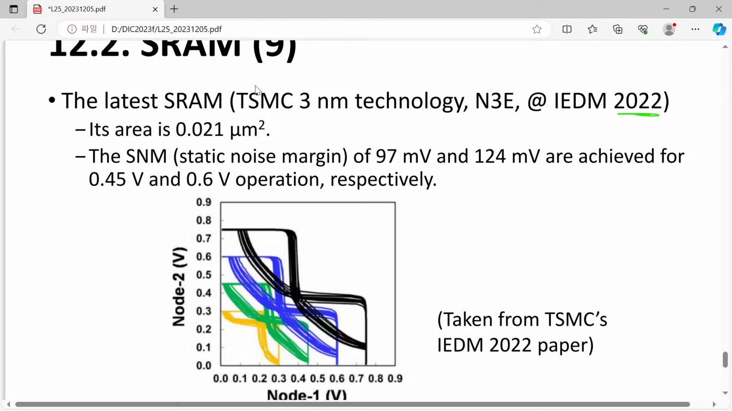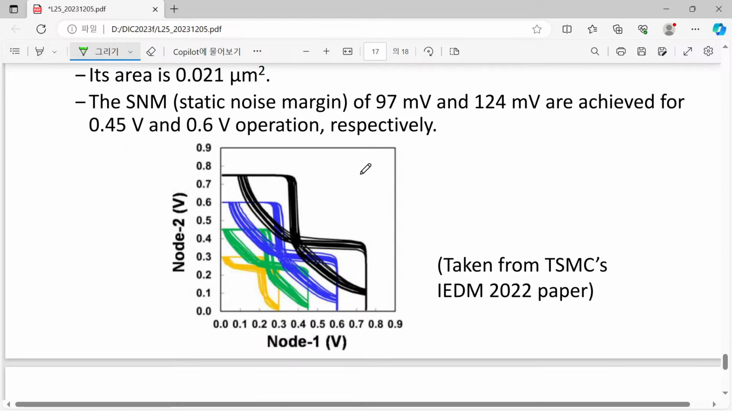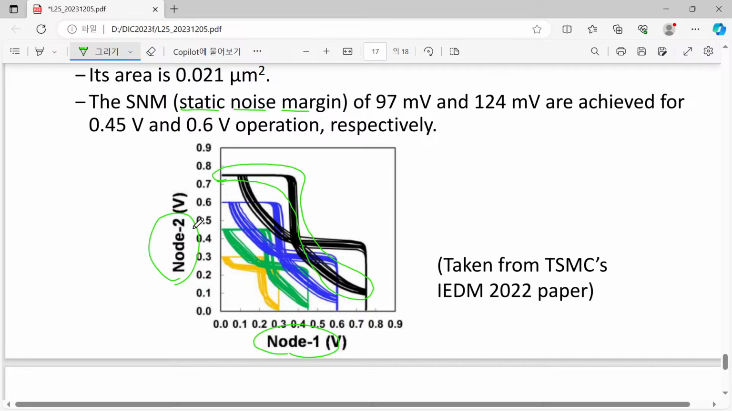And as the last slide of this semester, I wanted to show you this graph. This is the so-called static noise margin of SRAM. It is sometimes called a butterfly plot, and it is simply drawn in this way. Draw one curve. So how can you draw this curve? You have node 1 and node 2. What are node 1 and node 2?